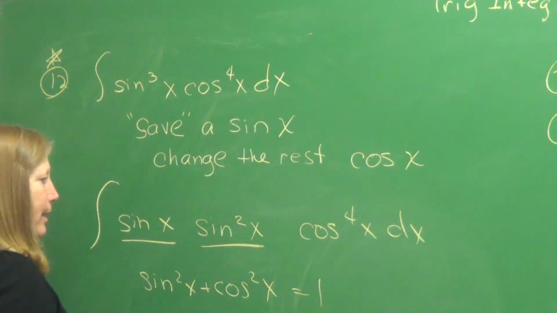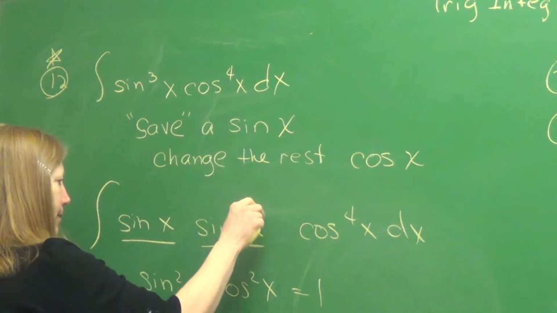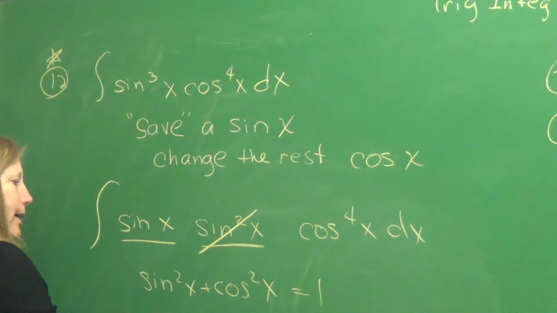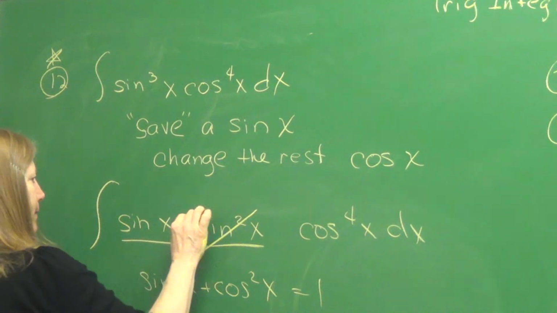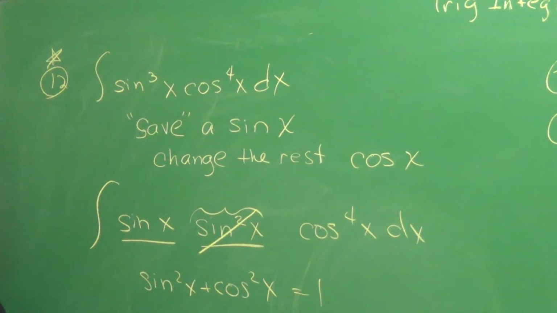Alright, sine squared plus cosine squared equals 1 is the trig identity that will allow me to do that. So, Aaron, how can I rename sine squared using this trig identity so it's only cosine squared in the expression?